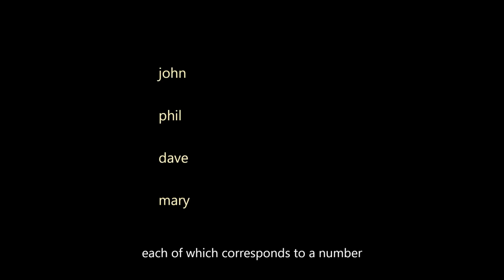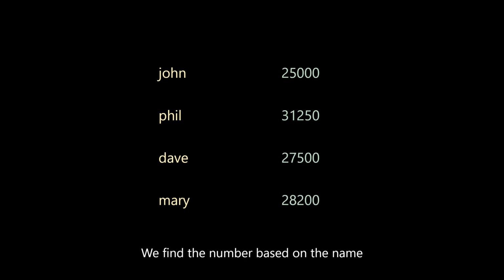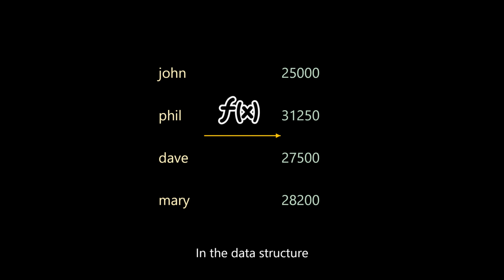There is a string of names, each of which corresponds to a number. We find the number based on the name, that is kind of mapping. In the data structure, such a method is called a hash table. Its time complexity is big O(1), which is constant time. How can it be done?